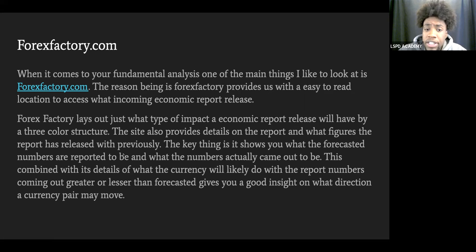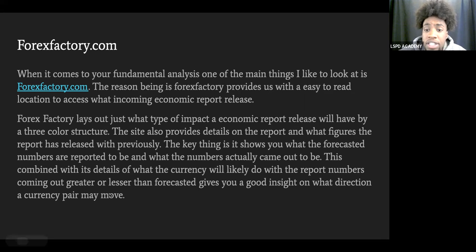Forex Factory lays out the type of impact the economic report will have, and it does that in 3 different folder structures, from yellow to orange to red, right? So you know the different variations: a red folder may have a heavy impact, and you may see price move or jump due to that impact. In the yellow folder, that economic report may be low impact, and you may not see price move at all, right?